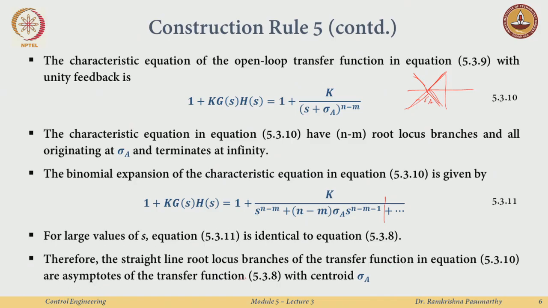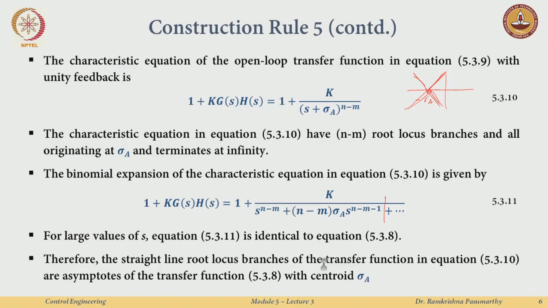Okay. Therefore, the straight line root locus branches of the transfer function in this equation are asymptotes of the transfer function with centroid this one, right. So, everybody starts here and then they go to infinity. We will see how they go. So, this is just a very vague picture. So, do not really think that I am drawing something very correct here, just to give some vague idea of what is happening, right. So, the straight line root locus branches of the transfer function, which has n minus m poles at sigma a, and then the negative side, they are asymptotes of the transfer function with centroid sigma a. All the asymptotes start at sigma a.